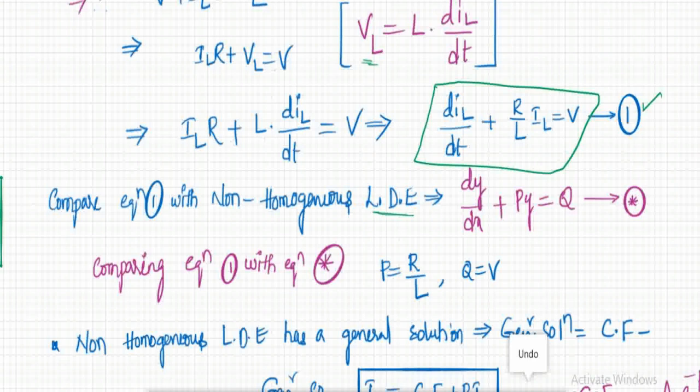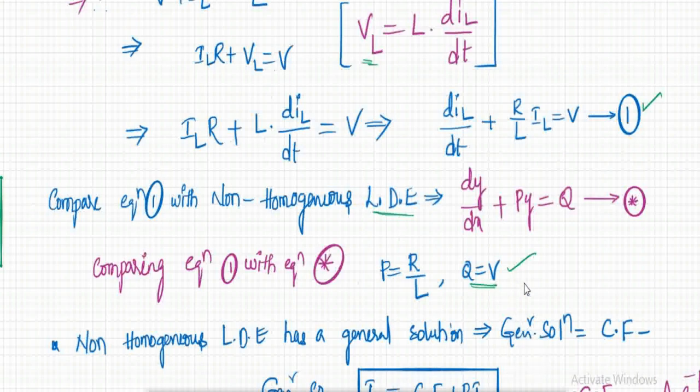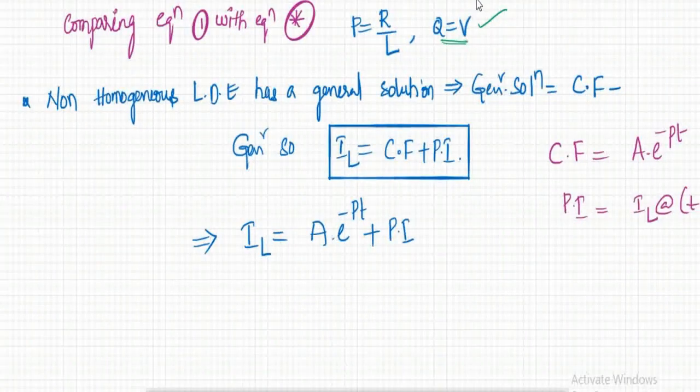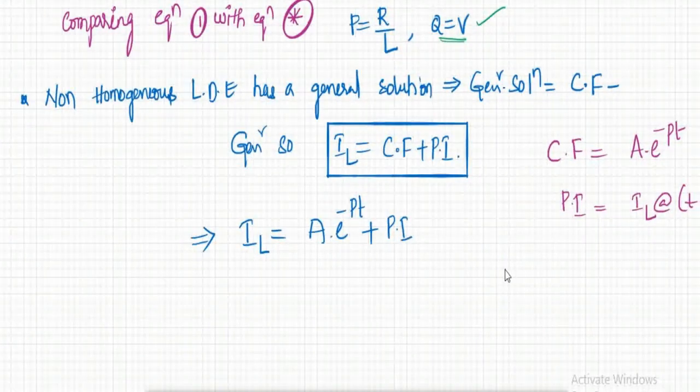Comparing equation 1 with the standard equation gives p equal to R by L and q equal to V by L. For source-free excitation q was 0, but here q is some value, the source voltage term. A non-homogeneous linear differential equation has a general solution which consists of the complementary function in addition to the particular integral. The source-free response has only the complementary function. Now we need to find this general solution for our load current IL, that is complementary function plus particular integral.